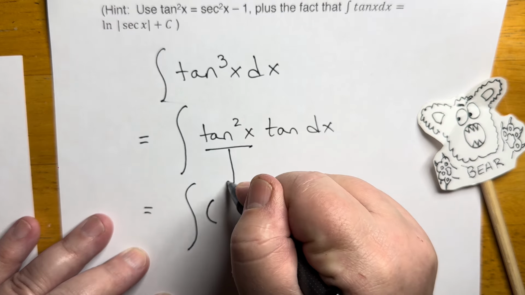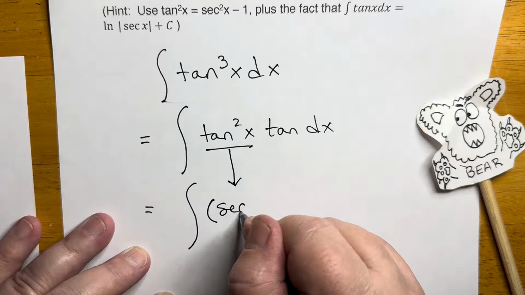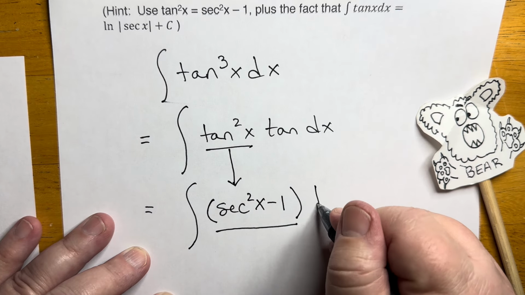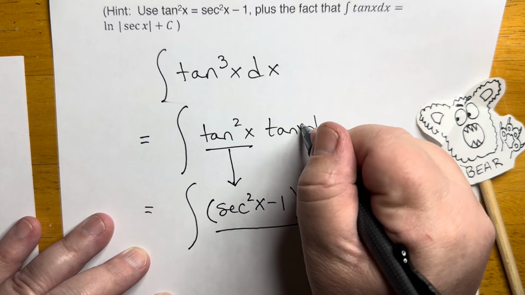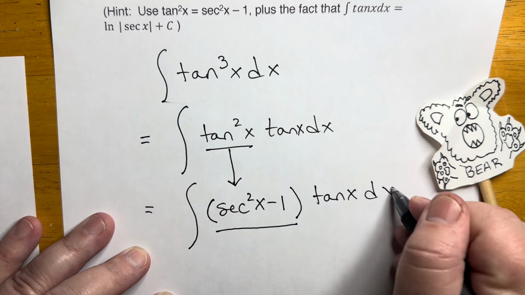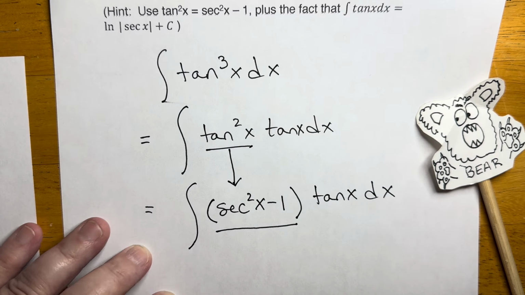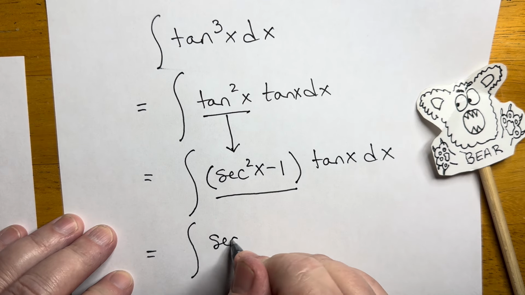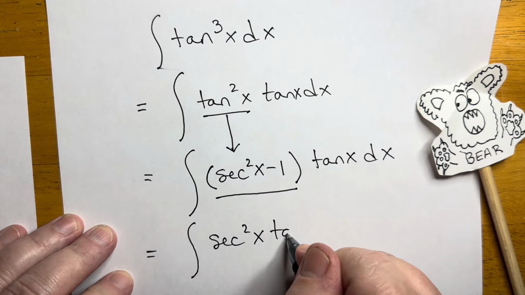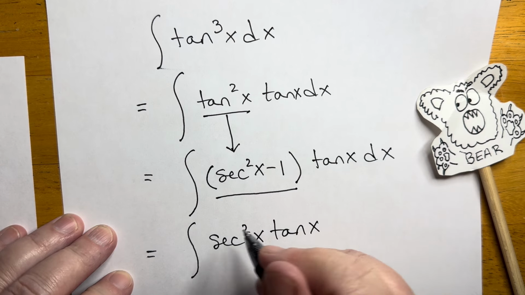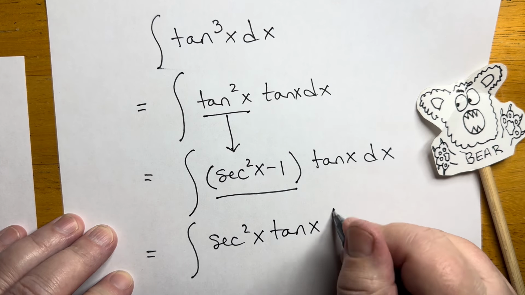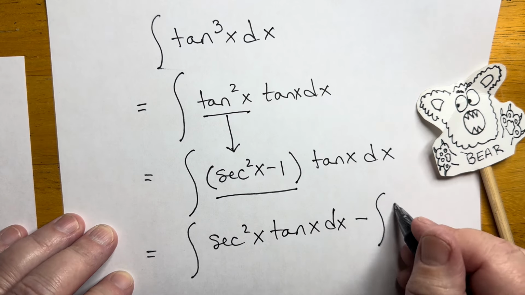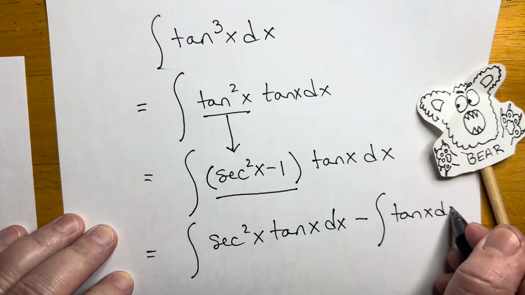Tangent squared becomes secant squared minus 1. Okay. And then I've got tangent, oh, left off my x there. Sorry about that. dx. Okay, so then I've got secant squared x times tangent x, dx minus integral of 1 times tangent x dx.